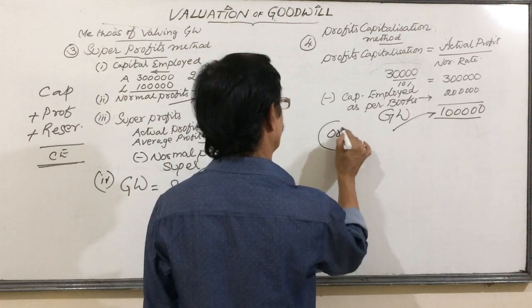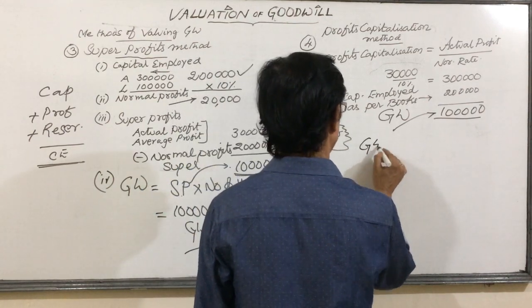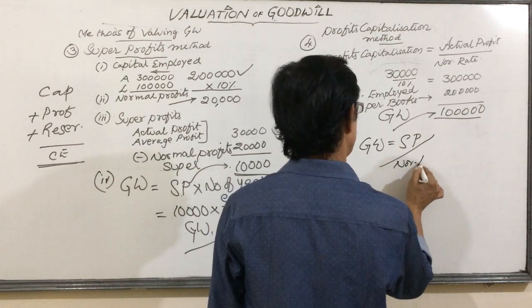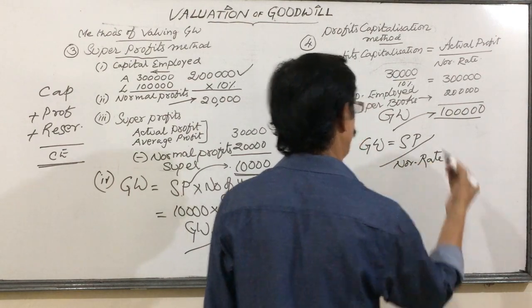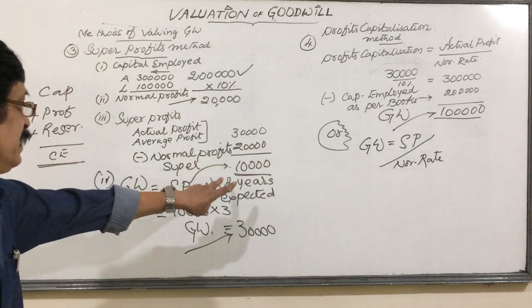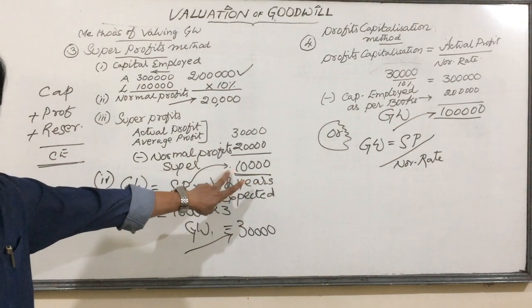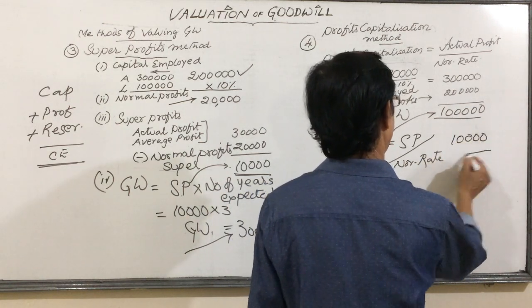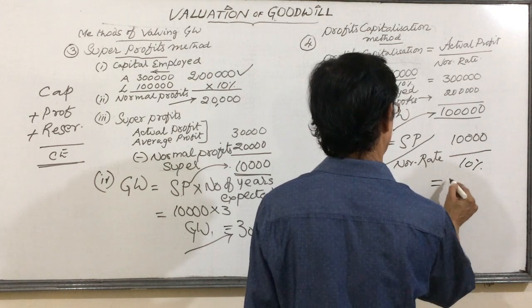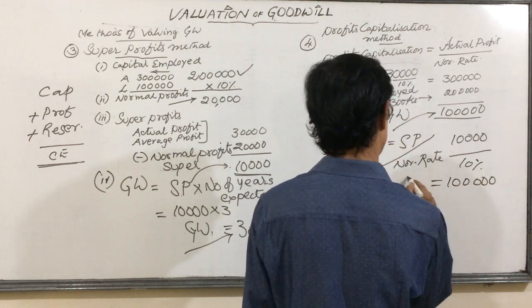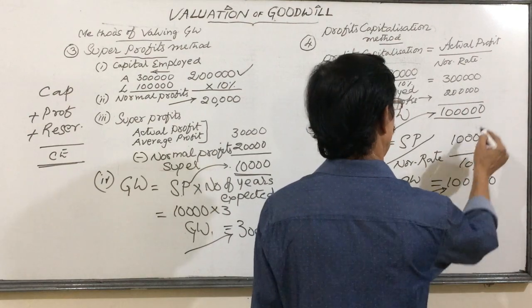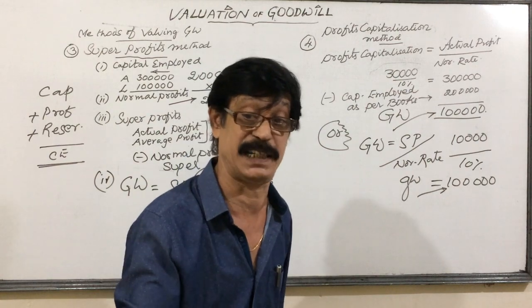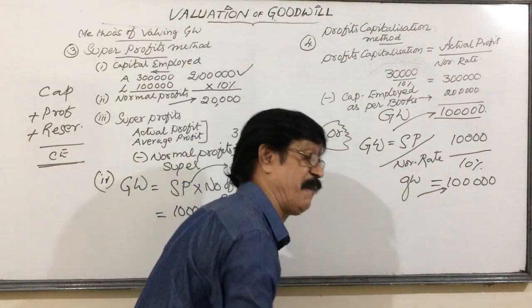Or shortcut: goodwill is equal to super profits divided by normal rate. Here how much is the super profit? 10,000. Super profit 10,000, divided by normal rate 10%, that also is 1 lakh. Goodwill is equal to 1 lakh. Here we got 1 lakh under the ordinary capitalization method. In the profits capitalization method, super profits are capitalized.